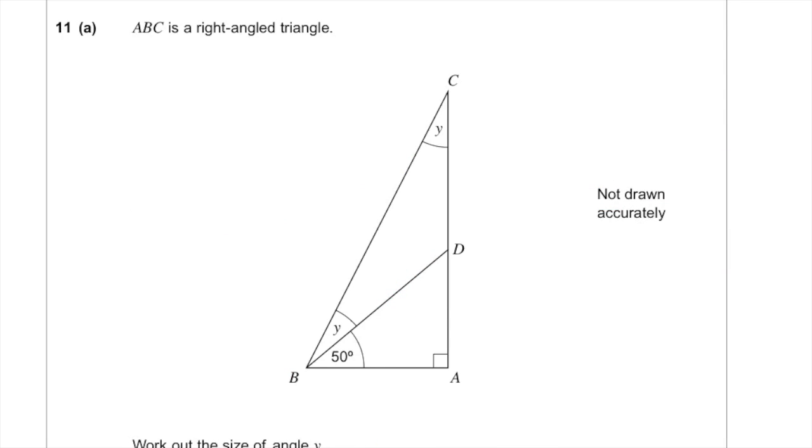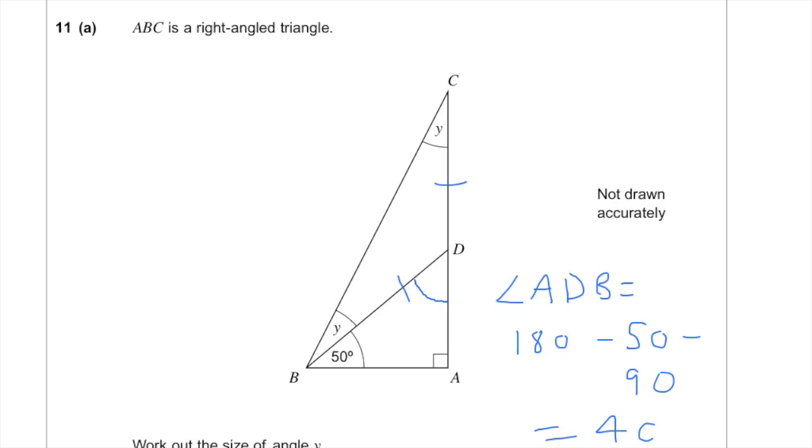Question 11, part A. ABC is a right angle triangle. Work out the size of angle Y. It's useful to notice that triangle BDC is an isosceles triangle. We're going to start off by working out the size of angle ADB, this angle here. Now that's equal to 180 minus 50 minus 90, which gives us a value of 40 degrees.